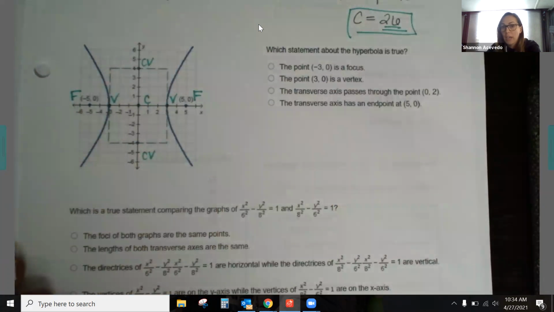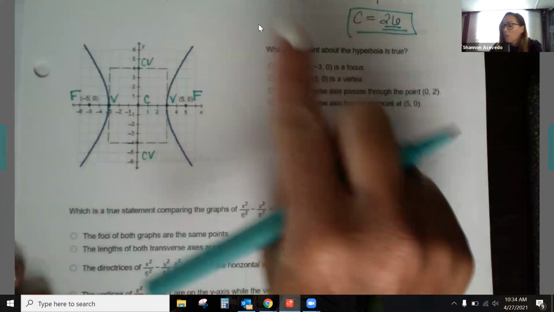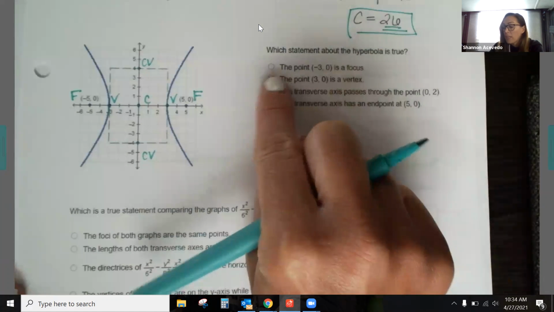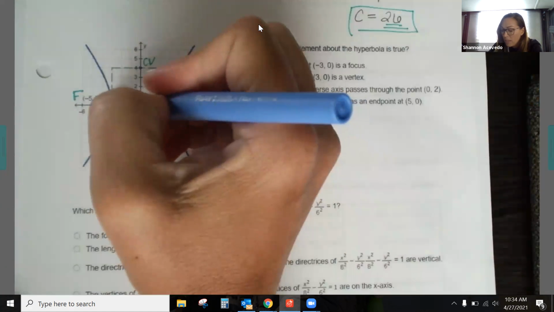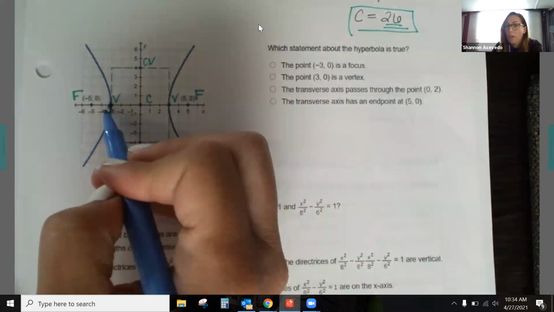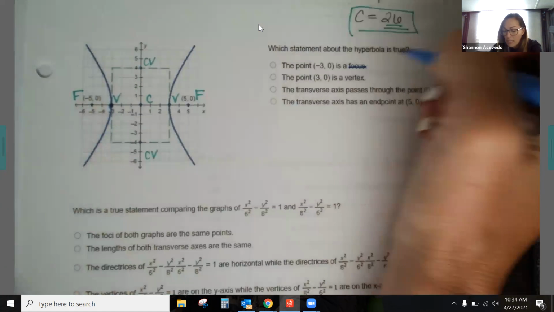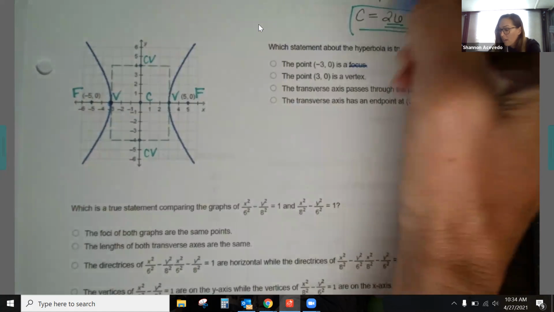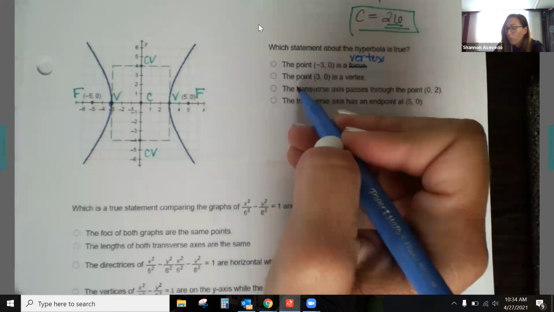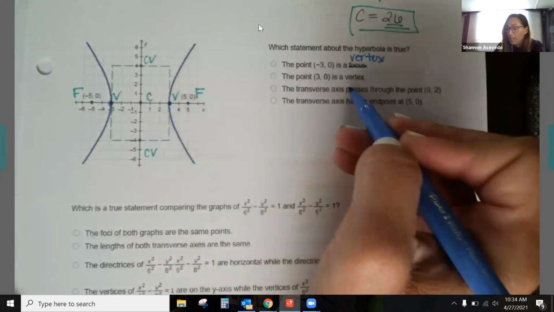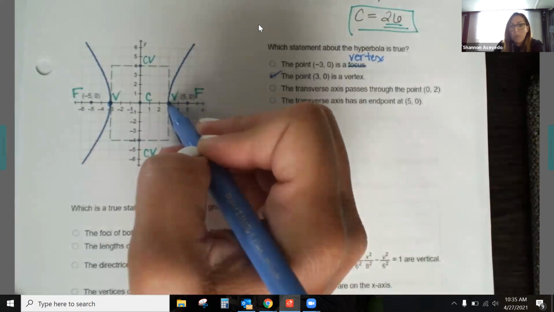So I look here and ask, which statement is true? I have, at the point negative 30 is a focus. If I go to negative 30, that's this point right here, and it says it's a focus. That's not true, because that's actually going to be a vertex. At the point 30 is a vertex. That's true. This is my vertex right here. We'd already labeled it.